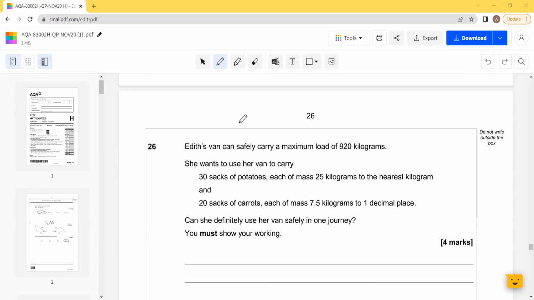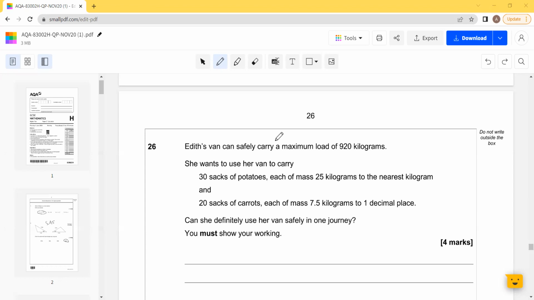Question 26. Edith's van can safely carry a maximum load of 920 kilograms. She wants to use the van to carry 30 sacks of potatoes, each of mass 25 kilograms to the nearest kilogram, and 20 sacks of carrots, each of mass 7.5 kilograms to one decimal place. Can she definitely use her van in one journey? Or can she use the van safely in one journey? When we've been given a question like this, we always have to consider the upper and lower bound for each value, or rather, in this case, each type of vegetable.